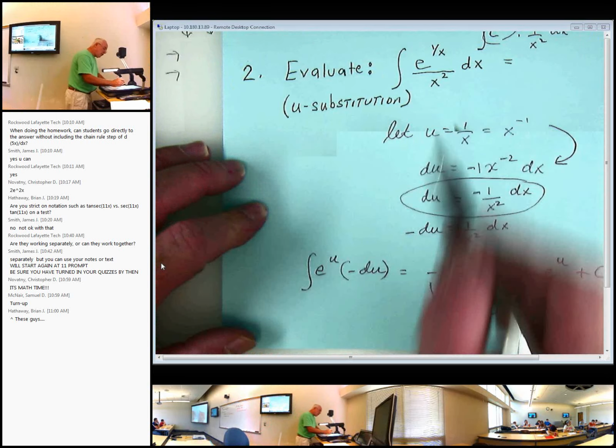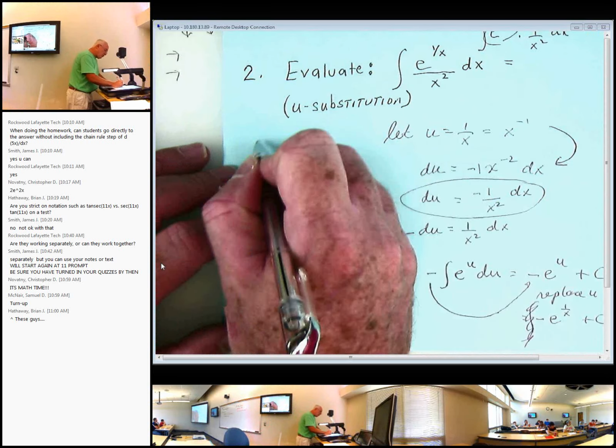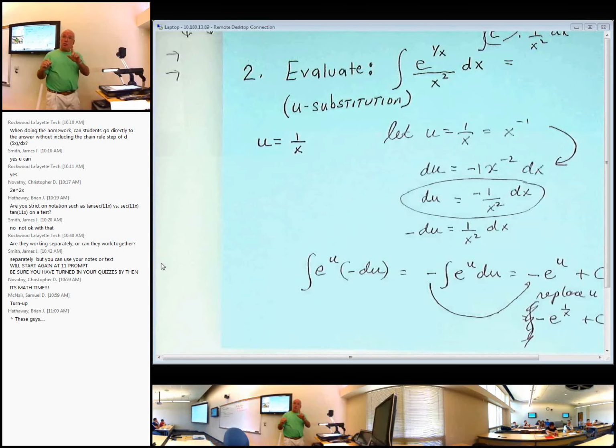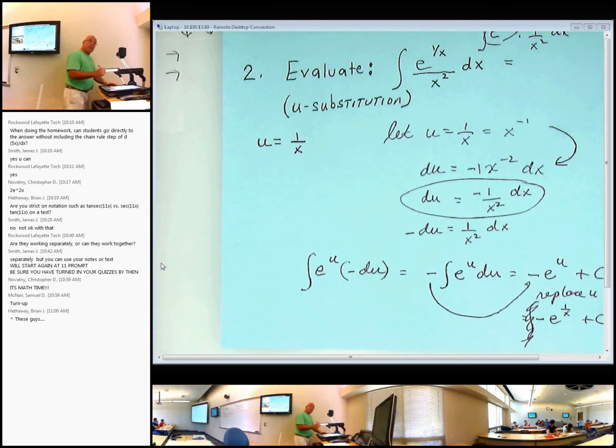Oh, okay. So in other words, when you get du, u is 1 over x. All right, that's correct. So the question is, instead of just writing that as x to the minus 1, could I have used the quotient rule? Correct. Let's see what we would get.